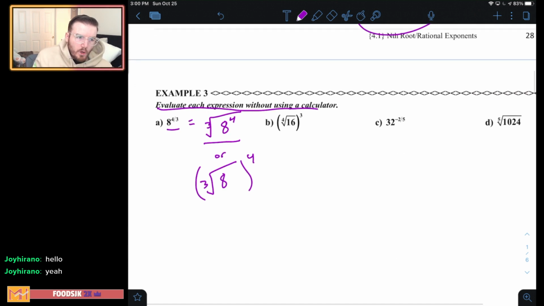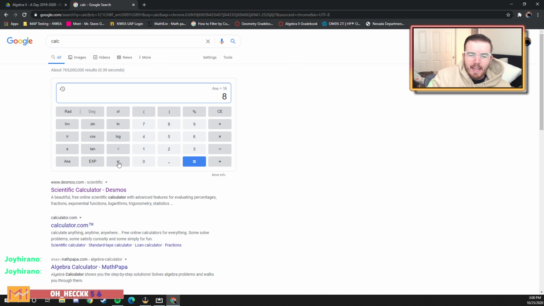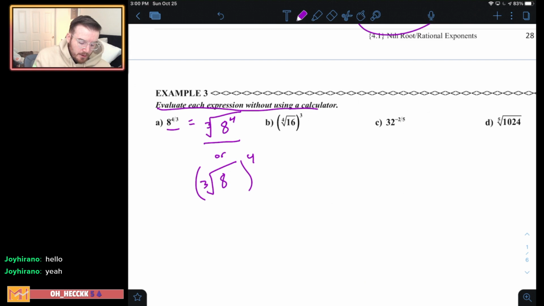So, which would you rather do? What is 8 to the 4th, by the way, if I plug that into a calculator? 8 raised to the 4th power. Would you rather take the cube root of 4096, or would you rather take the cube root of 8 and then raise it to the 4th power? I don't know about you, but I'd rather simply take the cube root of 8 and then raise it to the fourth power, as opposed to asking myself, what's the cube root of 4096? You see my logic on that?